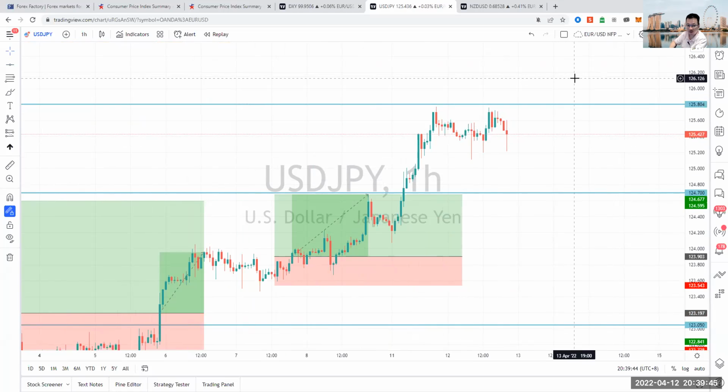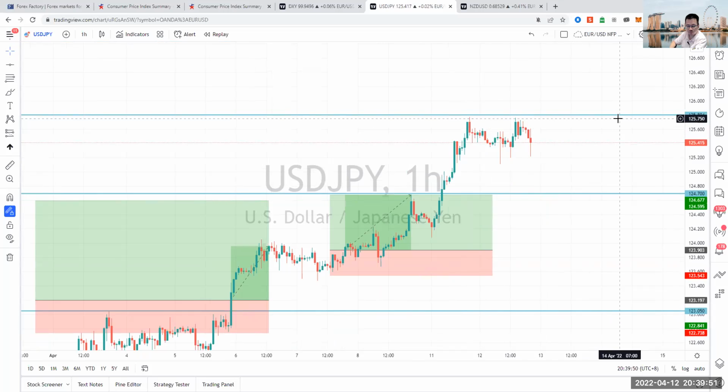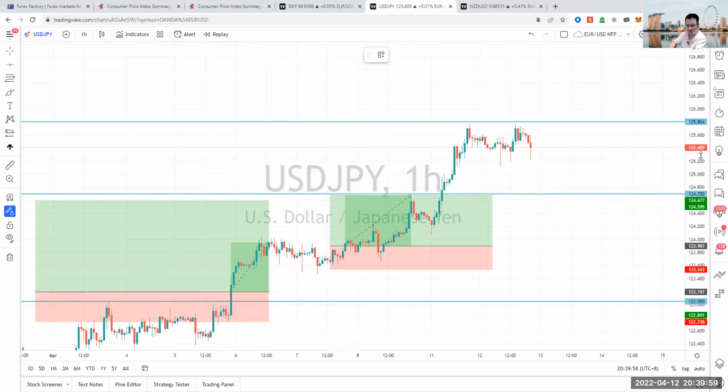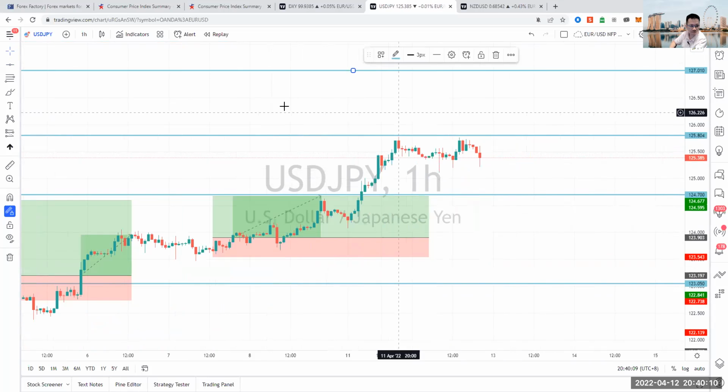Once it gets above that level, how high can it go? At this point, I would say that it'll be every round number. So I'd miss that 126. I would say your next level would be 127. So you can look for buying opportunities if it breaks above that point towards 127. All right.